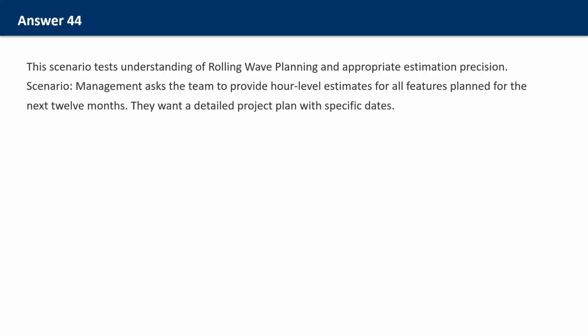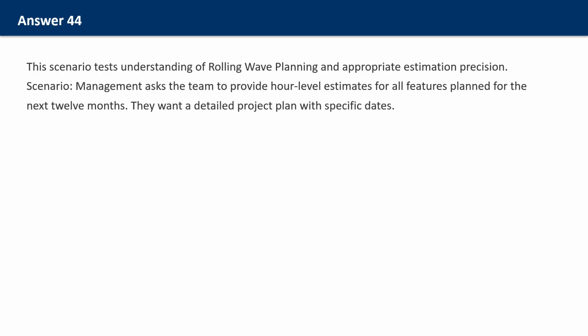The Agile response involves several elements. First, educate management about estimation realities. Explain the cone of uncertainty. Show historical examples of how early estimates compared to actual outcomes. This isn't about refusing their request. It's about helping them make better decisions.